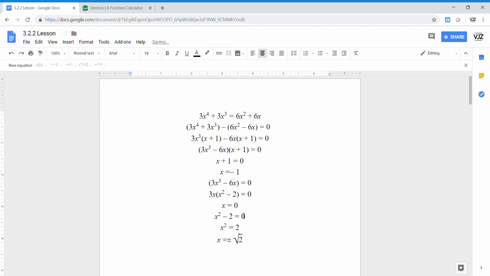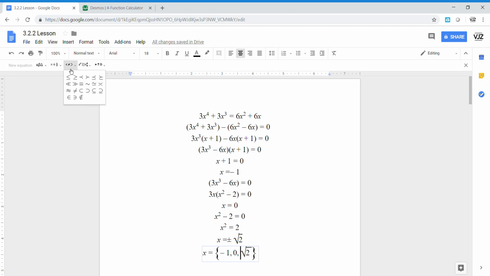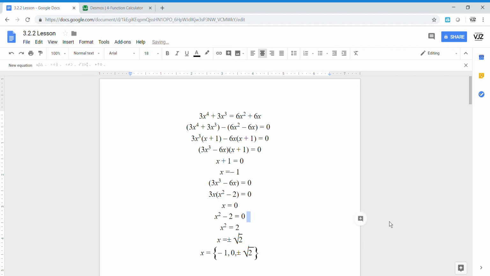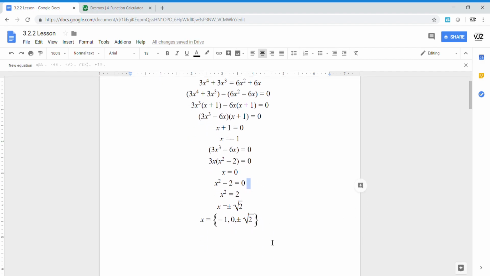So in all seriousness, this equation just equals, let me get my curly brackets here, make it official, negative 1, 0, square root of 2, and negative square root of 2. Come on, get out of the thing. But you get it. It should just be plus and minus the square root of 2. That should be the answer. And that is the answer.